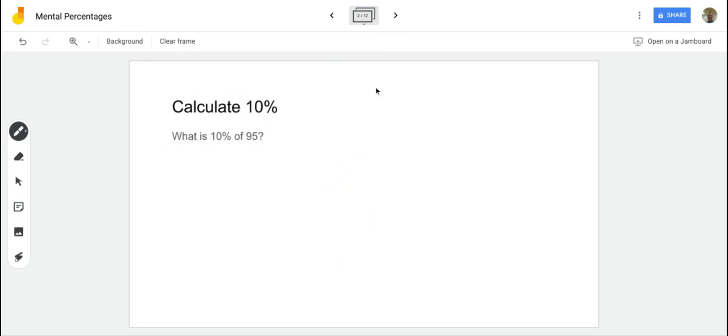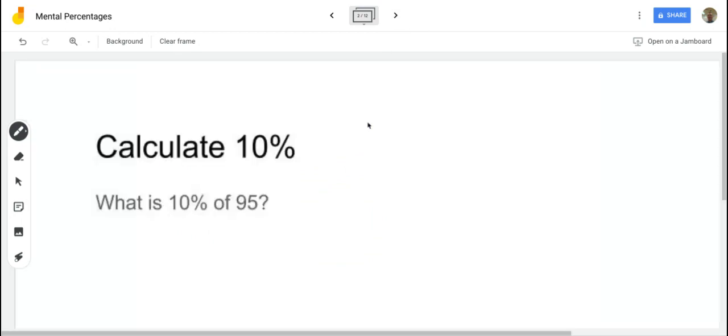What we do need to remember is in order to calculate a mental percent, we have to understand how to calculate 10% of something. Now, of course, to calculate 10% of something, it is like dividing by 10. Or, like we learned with scientific notation, simply moving the decimal one place to the left.